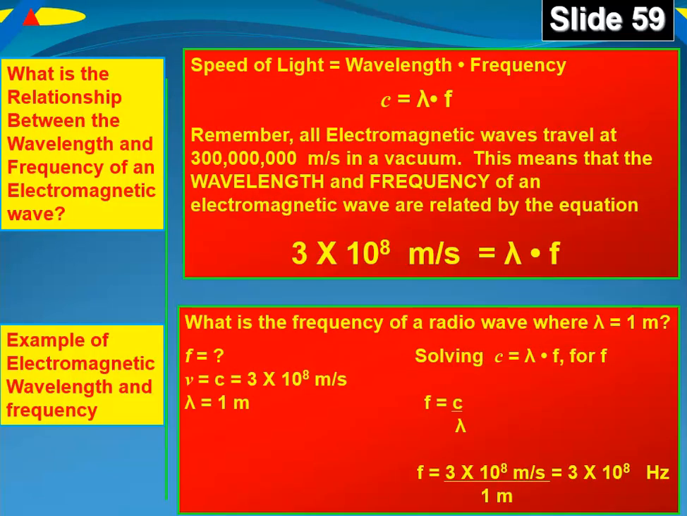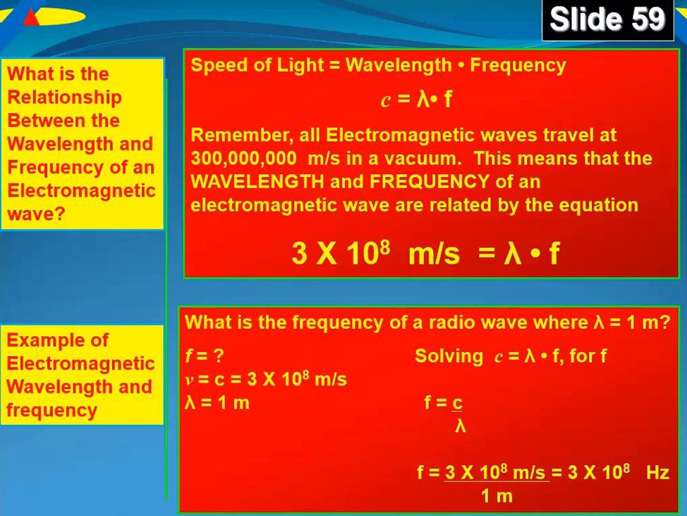Okay, so what's the relationship between wavelength and frequency in an electromagnetic wave? When we talked about the wave speed equation, it was wave speed equals lambda times frequency, wavelength times frequency. But now if we're talking about electromagnetic waves, they all have the same speed, and that's the speed of light, which we use the symbol c. So there you see how we can rewrite this equation. Instead of writing V equals lambda times F, we can write C equals lambda times F, but that only applies to electromagnetic waves. So remember, all electromagnetic waves travel at 300 million meters per second in a vacuum.